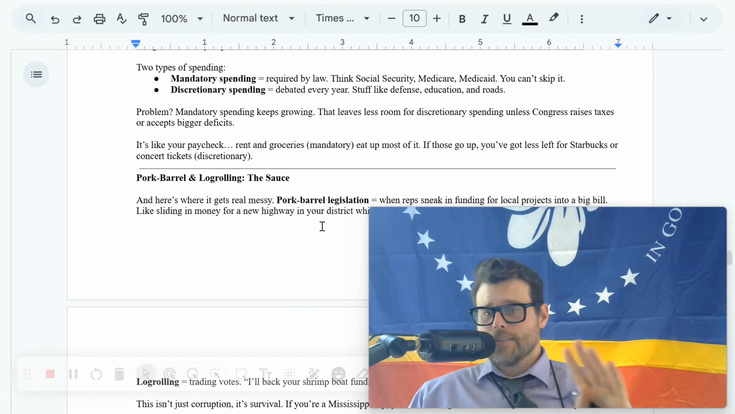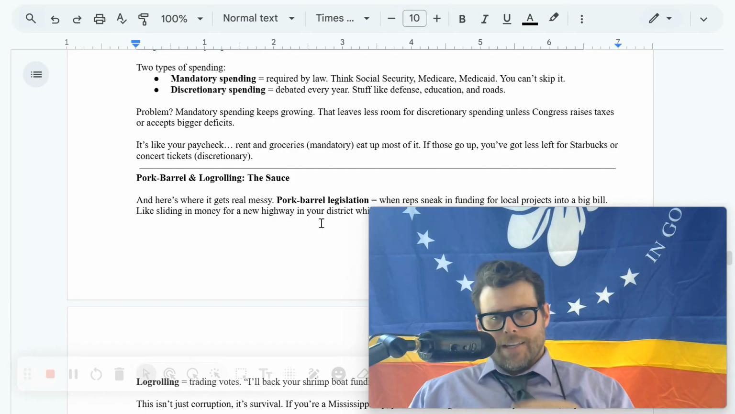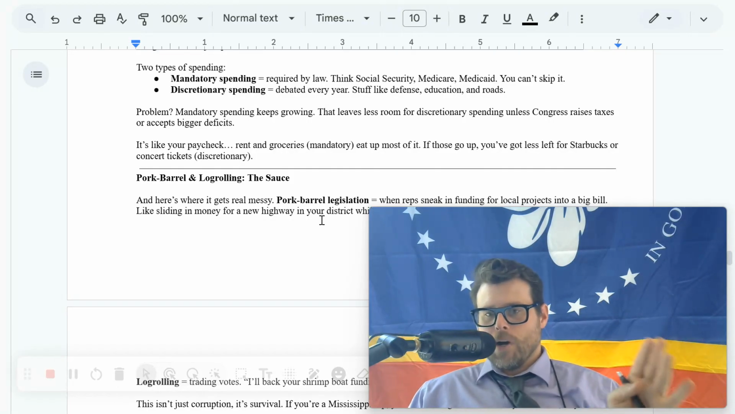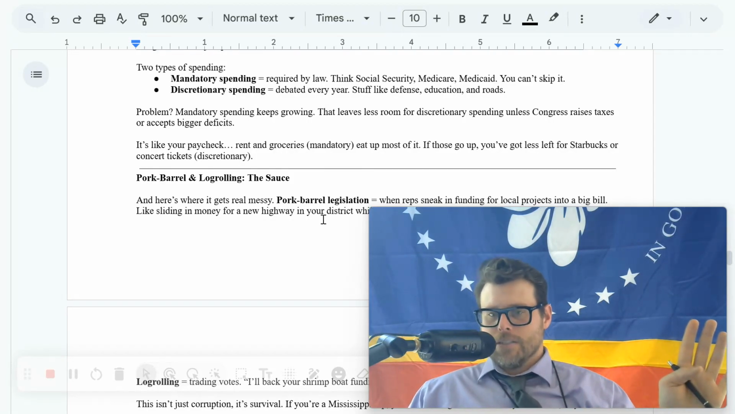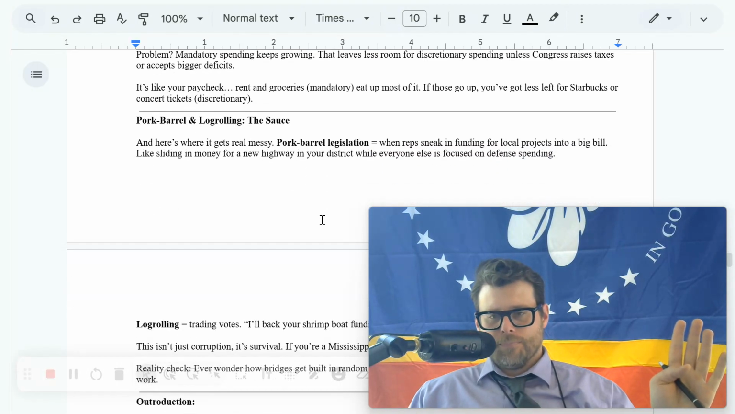That concert stuff, that's discretionary, right? That's not a non-negotiable required by law. That's just your fun spending, so to speak. So it's a constant struggle here of trying to create a budget, right? And our congressmen and women are not great at balancing it, it seems.